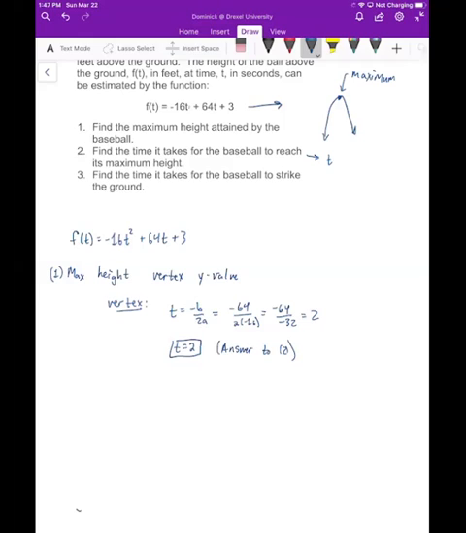Now to get the y value, I just need to plug in 2 into my equation here, and we'll get negative 16 times 2 squared plus 64 times 2 plus 3. So we get a negative 16 times 4, which is negative 64, plus 128, plus 3. So that should give us 67. So we get 67 feet is the max height.